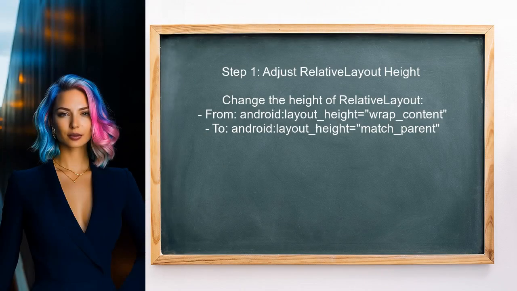To make the relative layout fill the remaining space below the collapsing toolbar layout, the user should change the height of the relative layout. Instead of using wrap content, they should set it to match parent.